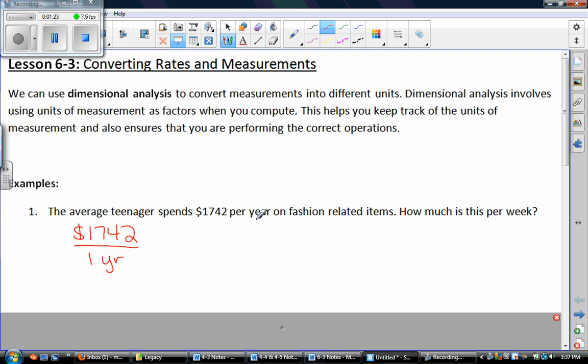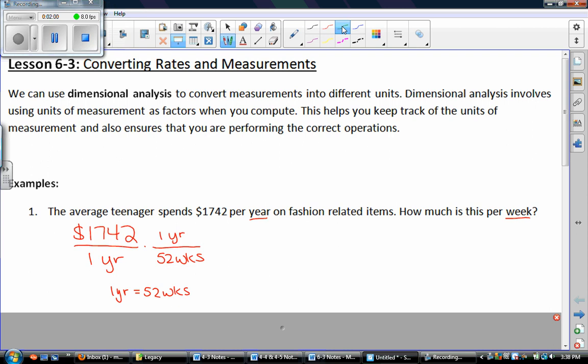And if we look at what we're trying to change, this is year, and we're trying to change it to week. So the conversion that I know is that 1 year is equal to 52 weeks. So what I'm going to do is multiply this rate by something that's equivalent to 1. If these two things are equal, I can put 1 year in the numerator of this fraction and 52 weeks in the denominator. Because these are equal, this whole thing is equivalent to 1.